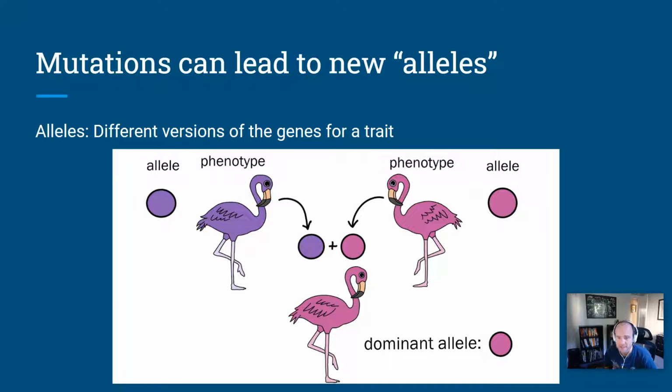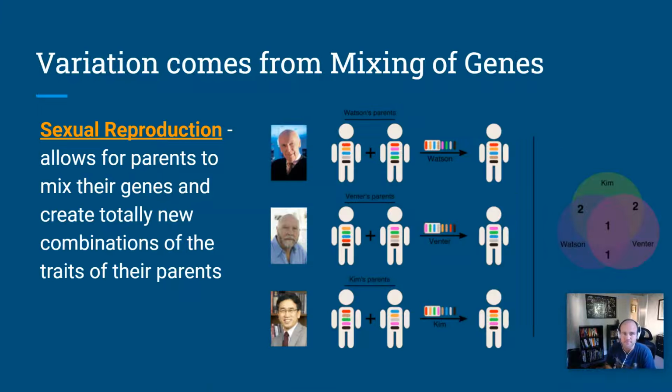So we haven't discussed genetics yet, but an allele is just a different version of a gene for a trait. So let's look at these flamingos here. If the gene or the trait is the coloration of the flamingo's feathers, one allele could be pink feathers and the other allele could be purple feathers. It's the same gene coding for feather color, but different versions of it. So that's what we refer to as alleles.